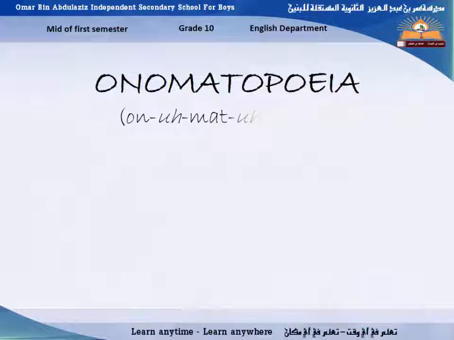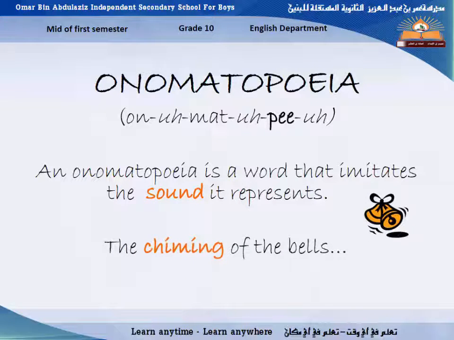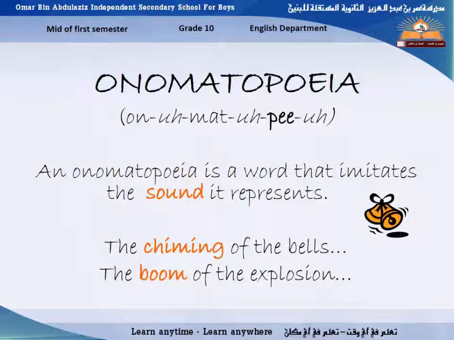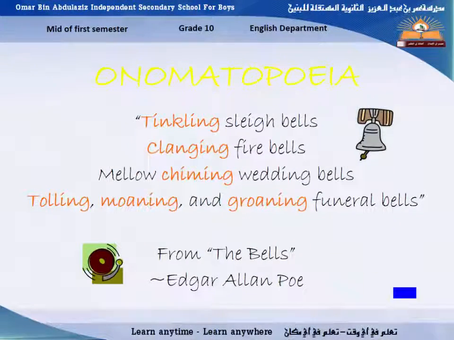Onomatopoeia. An onomatopoeia is a word that imitates the sound it represents. The chiming of the bells, the boom of the explosion. More examples of onomatopoeia: tinkling sleigh bells, clanging fireballs, mellow chiming wedding bells, tolling, moaning, and groaning funeral bells.